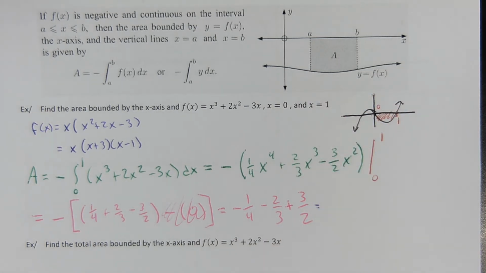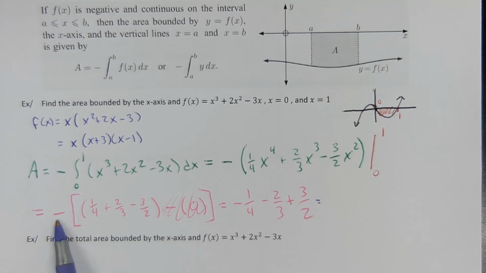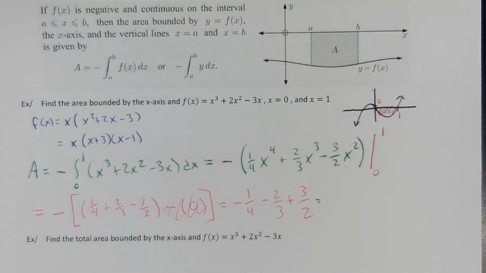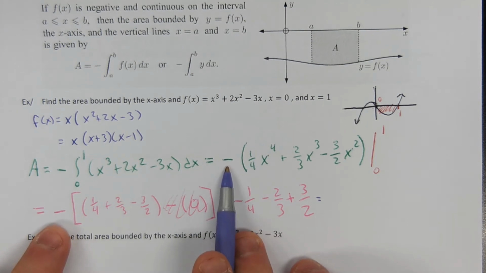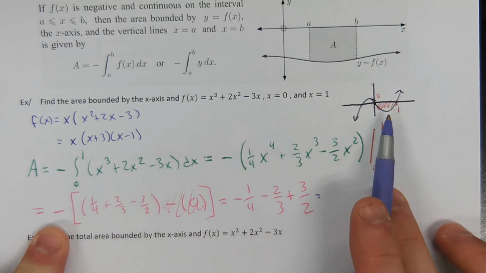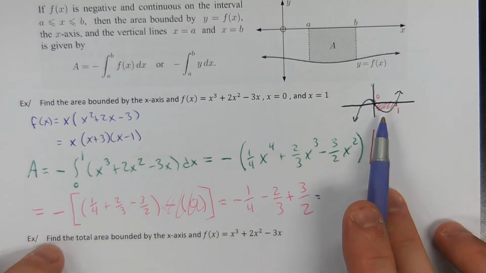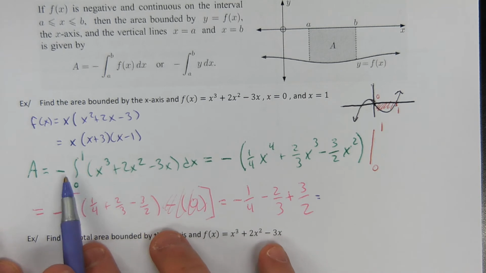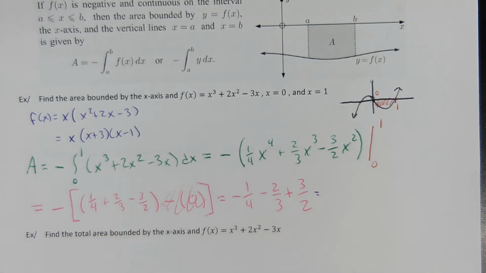I distributed this negative sign. Wait, why is the negative sign there? It's this negative sign. Where's that from? Because the area is below the x-axis, and we can't have a negative area. So we either put a negative sign in front of the integral to guarantee that we get a positive result, or switch the limits of integration. Do one or the other, it doesn't matter which one you choose. This is the one the authors go with.